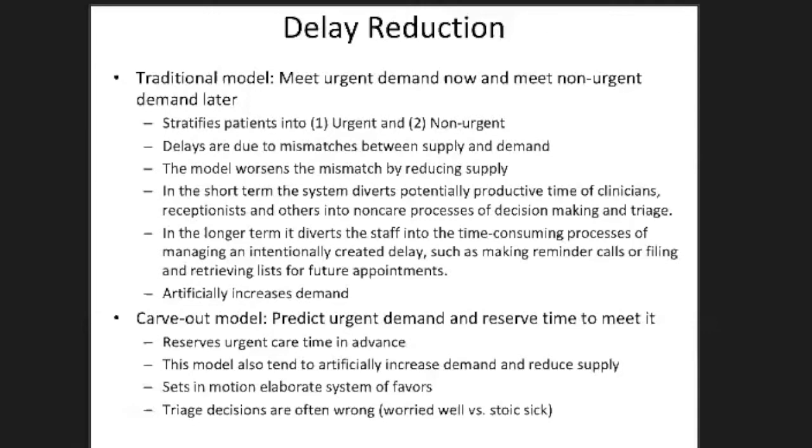Then came the carve-out model, which was a model of predicting urgent demand and reserving time to meet it. So you just reserve some time for all these urgent care requirements. Once again, what this model does is also artificially increase demand and reduce supply. It sets in motion some informal system, a system of favors, where you can always call something urgent when it's not, and it becomes part of the overall schedule, and therefore it pushes actually urgent requirements further out. So the triage decisions become wrong because somebody who is well but comes across extremely worried gets precedence over somebody who's a stoic sick. Right? So that's the trade-off that we end up having in this situation.